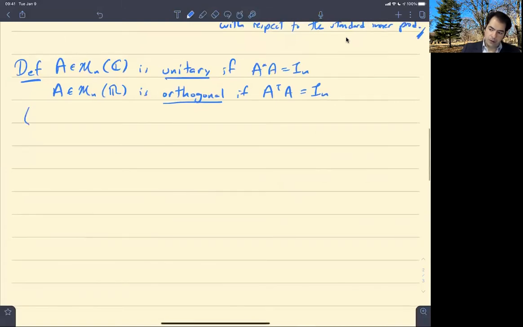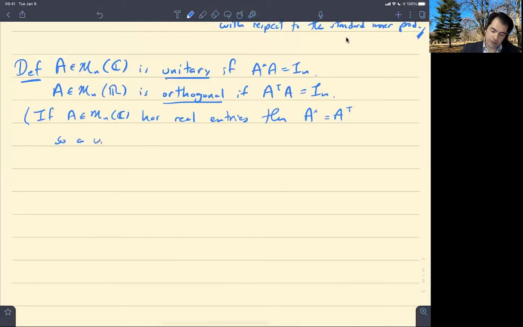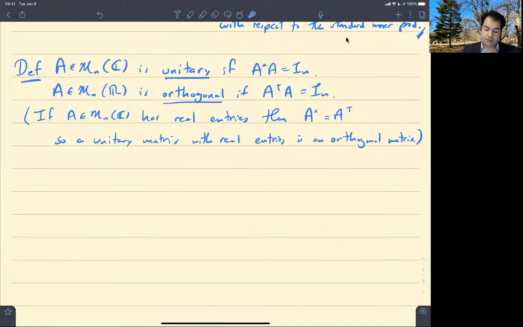Right? And so let me write out explicitly, if you have a complex matrix with real entries, then its adjoint is the same as its transpose. So a unitary matrix with real entries is an orthogonal matrix. Okay, so we're really talking about the same concept. We just give it different names when we have different coefficients.